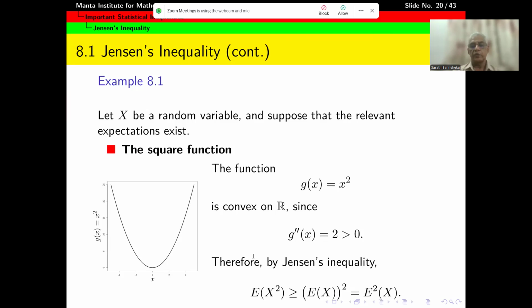So therefore, if you consider g of x equal to x square, then you should be able to say that the expected value of g of x is greater than or equal to g of the expected value. So that means the expected value of x square is greater than or equal to the expected value of x, the whole thing squared, right? Sometimes people write it as E square x. E square x means E of x, whole thing squared. So that is one important thing to remember. Especially, the expected value of x square is not equal to the expected value of x squared.